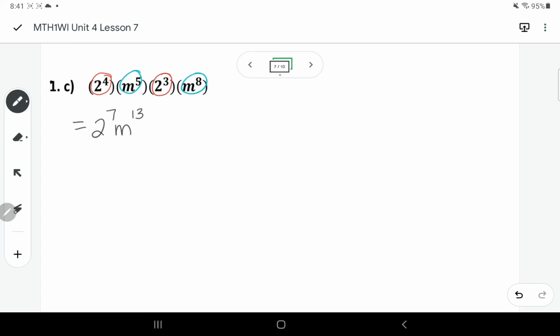Then we have 2 to the exponent 7, which feels like a really big exponent, but it's not that big of a number. It's actually just 128. I can't do anything with m to the exponent 13 because that's a variable base. But for the number base, the 2 to the 7, I can evaluate that and see what the answer is.